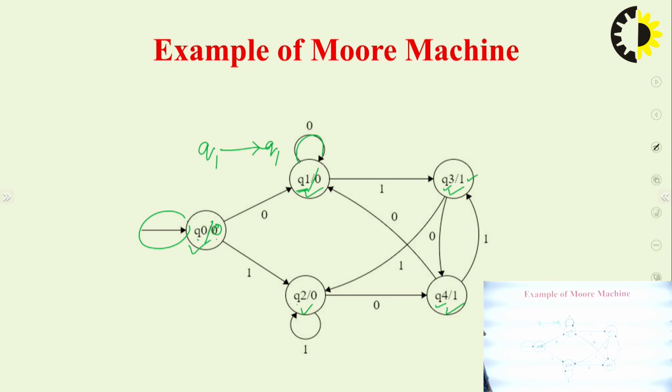In the definition, we also discussed that the output only depends on the present state. So here there is no need to consider which is the input, we can take input 0 or 1. The output function is defined only by the present state. If the present state is Q1, then output is 0. If the present state is Q2, the output is 0. If the state is Q3, output is 1. If the state is Q4, output is 1. There is no need of present input.